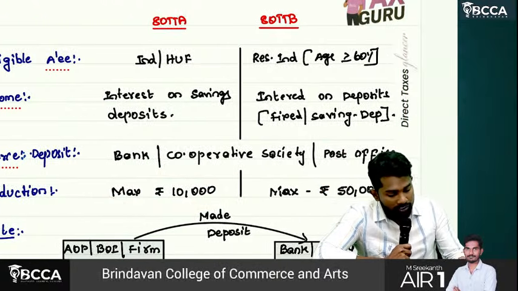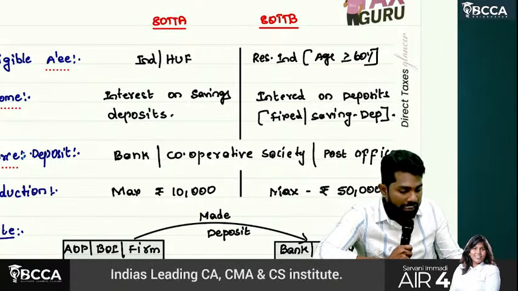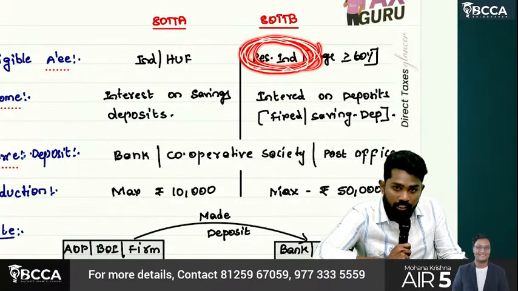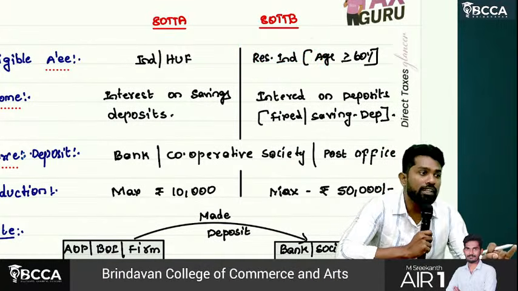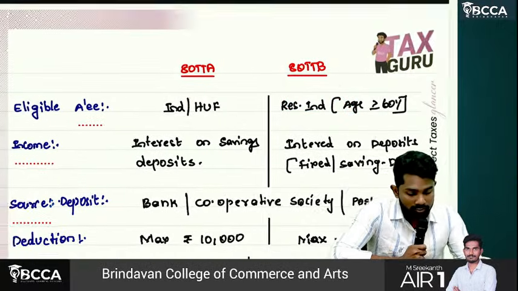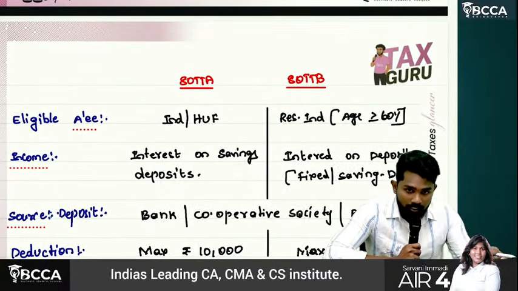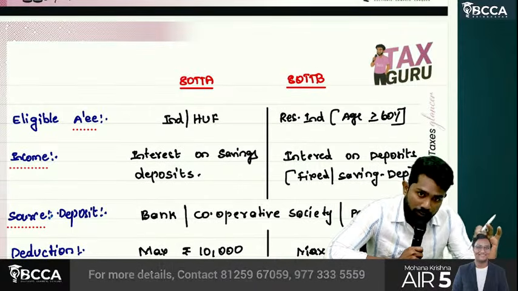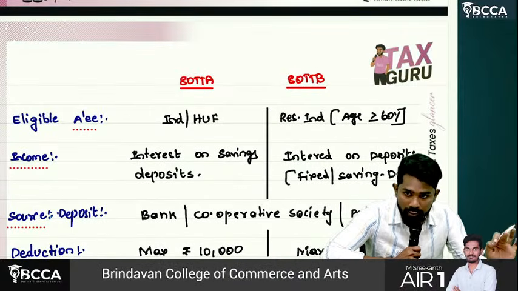Then 80TTB. 80TTB applies only to a resident individual again. Resident individual. Previously we discussed 80QQB for resident individuals, and 80DDB and 80U are also with respect to resident individuals.